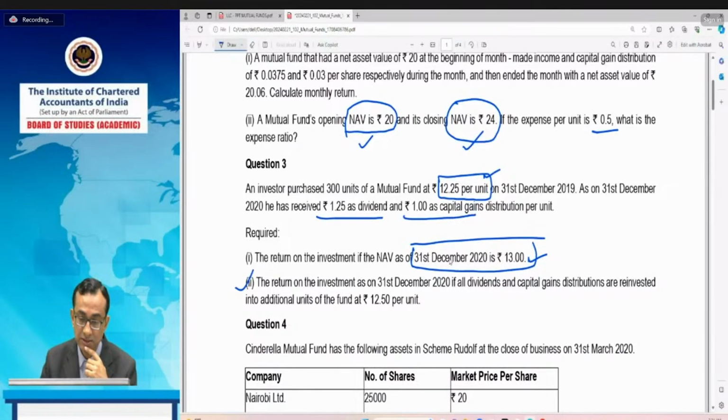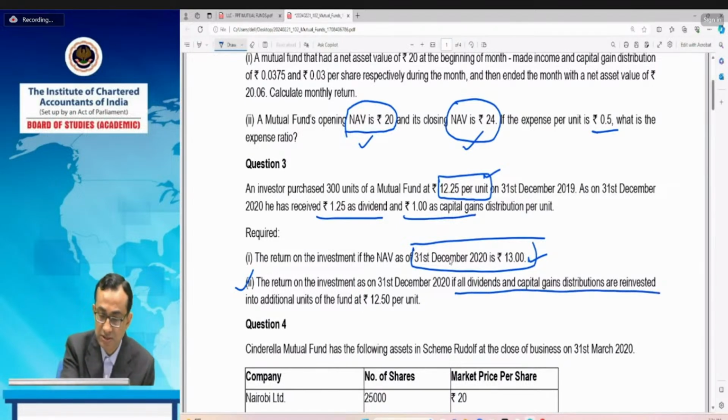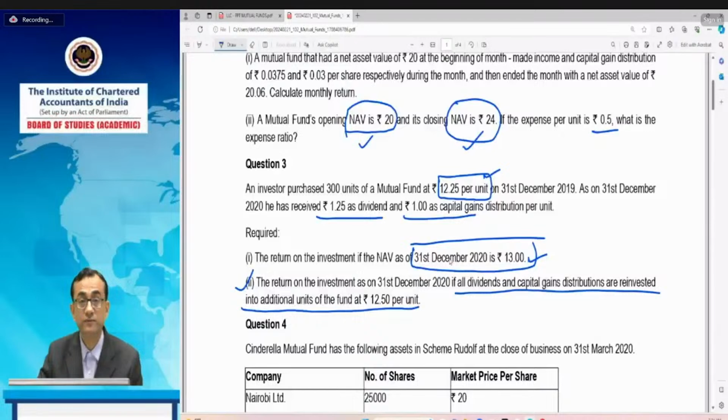It means the investor does not want the dividends and capital gain to be distributed. It wants the dividend and capital gain to be reinvested. Actually, practically what happens most of the time, dividend and capital gains are reinvested into the units, because when the mutual fund declares dividends, the amount is very less compared to stocks and shares. That is why most of the time investors prefer that whatever the dividend and capital gain is, it is reinvested into additional units. So let us find out the return on investment in this situation.